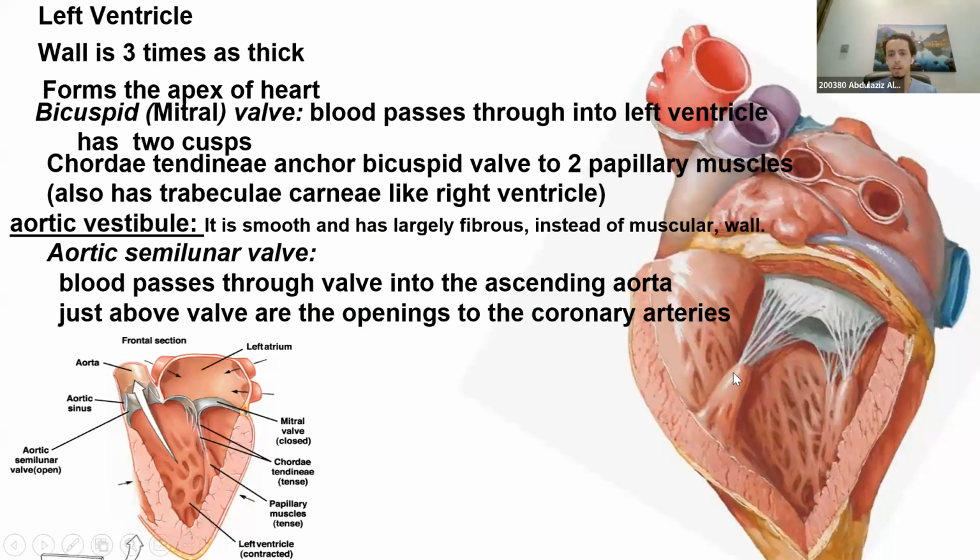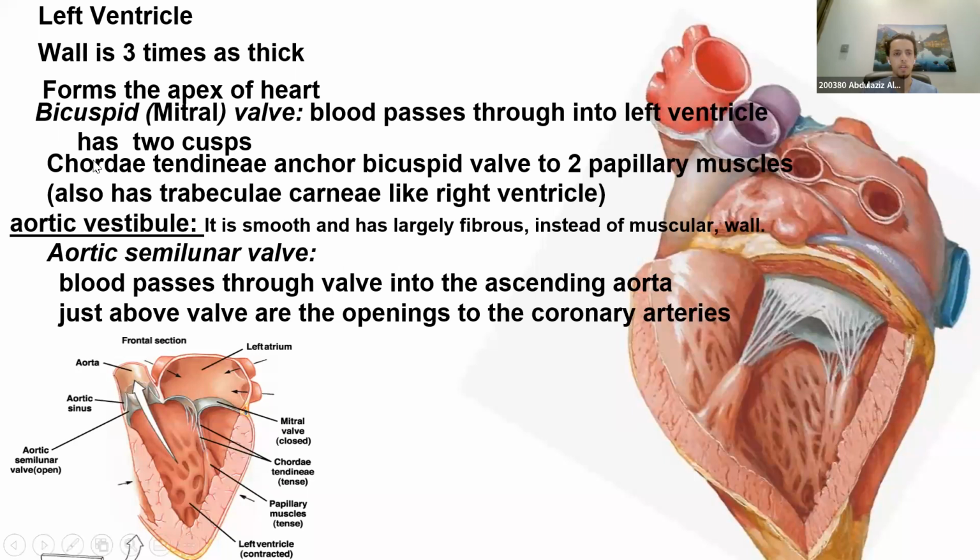We can see right here, there's anterior and posterior papillary muscles. Remember how we said there was anterior, posterior, and septal in the right ventricle? Here, there is only 2. Can anyone explain why there's only 2? Because it's bicuspid. Correct. So of course, it's a bicuspid valve or mitral valve, meaning it only needs 2 papillary muscles instead of the tricuspid valve, which needed 3.